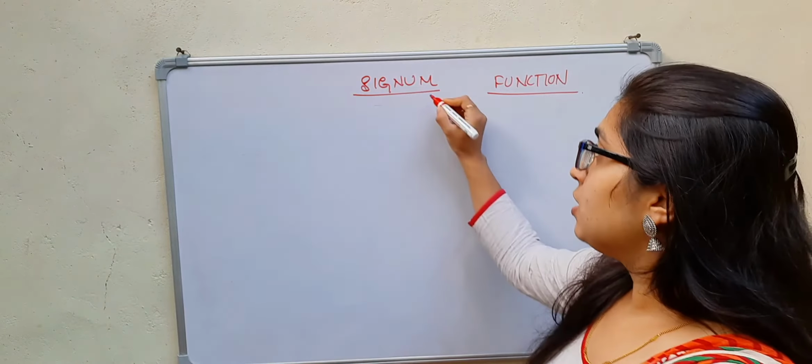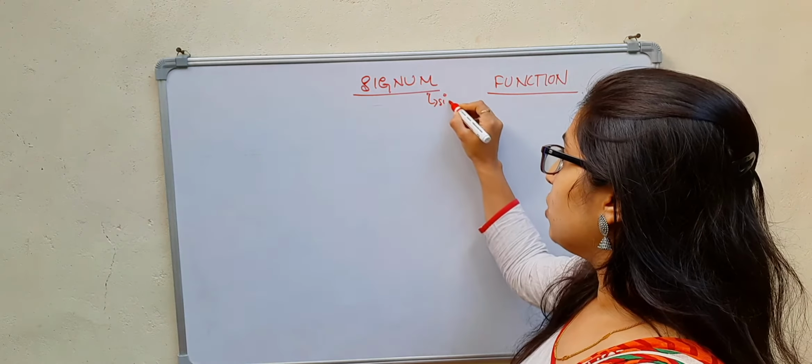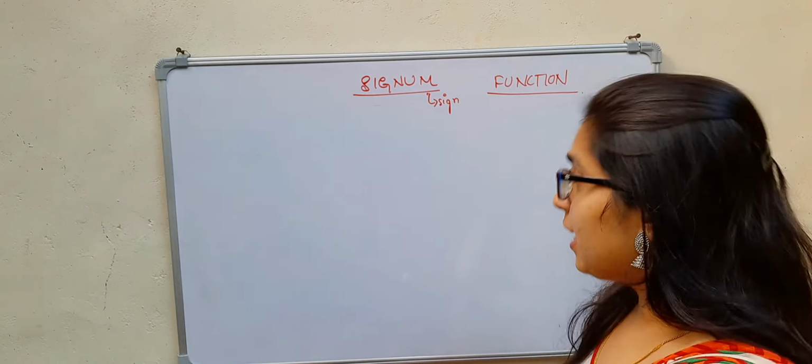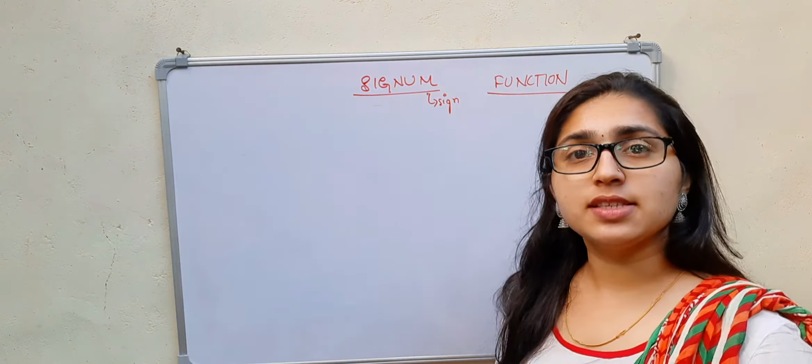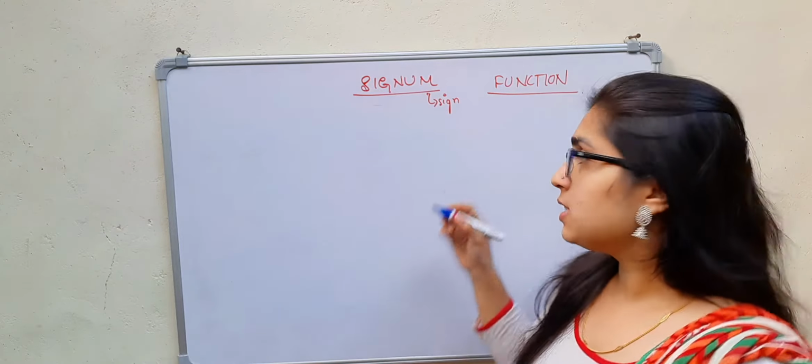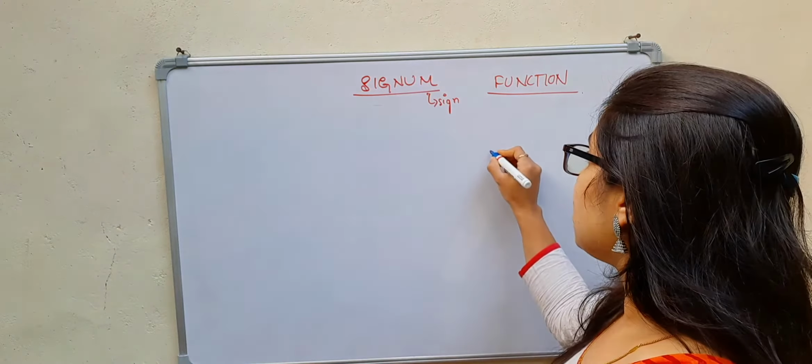So the signum function is also known as the sine function. It extracts the sign of real numbers. For example, if it has -1, it will extract that. It will be a minus value, and +1 means it is plus.